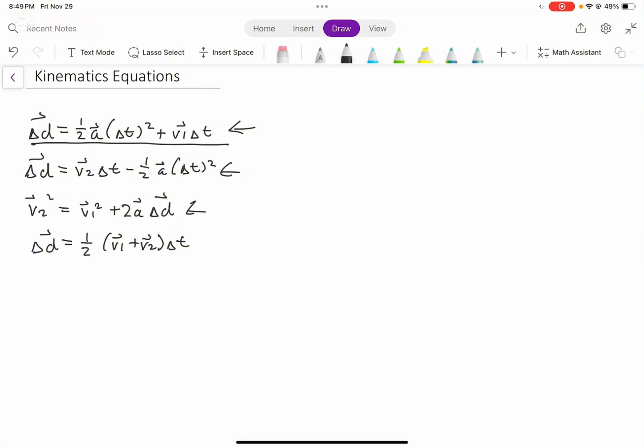This one, you don't have time. So if you don't have time, you know you can try to figure out time without the need for it in your given, right? This one right here, you don't have acceleration. So if you don't have acceleration, it just really depends on you to look at what you're given and try to match up what the best formula might be.